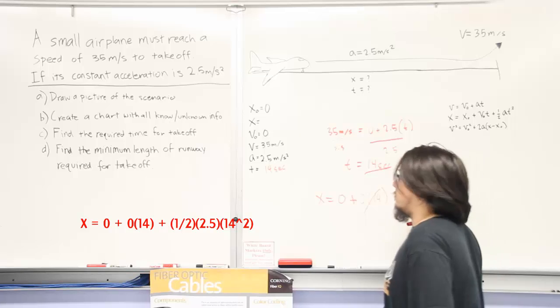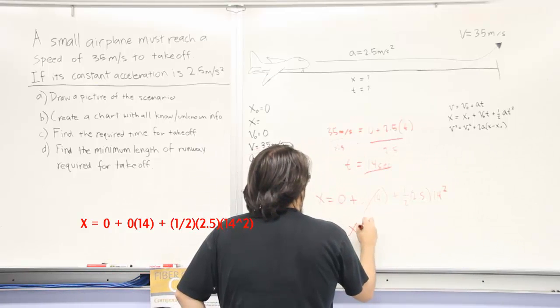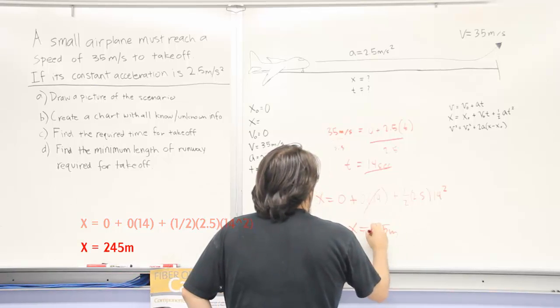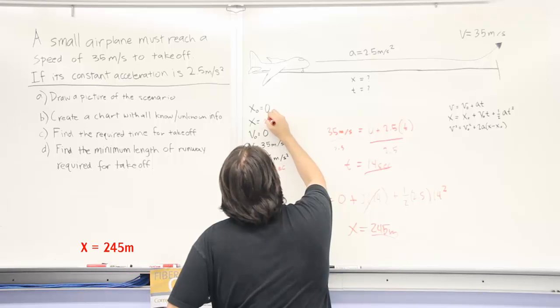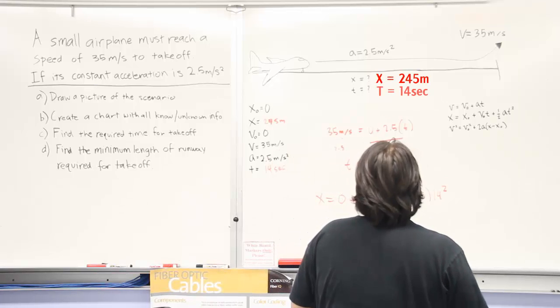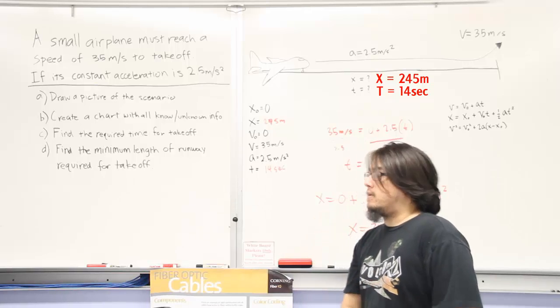And if we just plug that into our calculators real quick, we would come out with x being 245 meters. And that would be the length of our runway. And also the time the plane takes to take off will be 14 seconds.